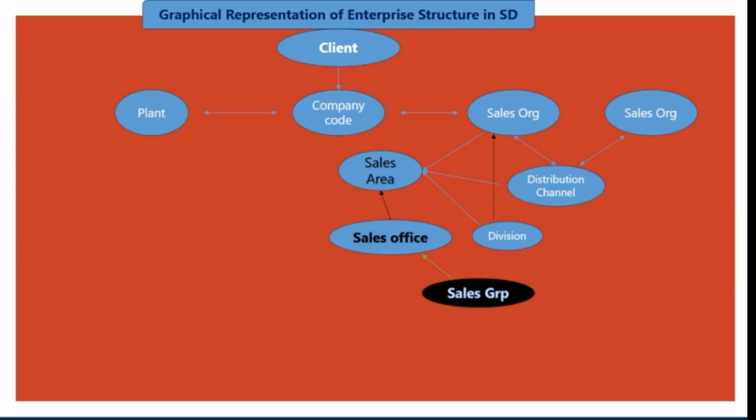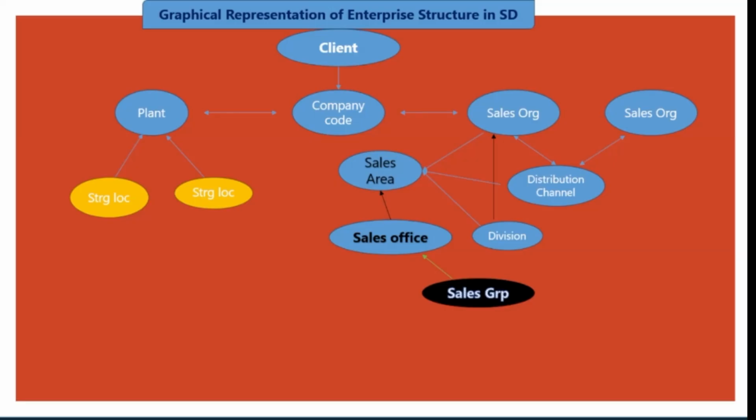A plant that is defined under the company code has many storage locations also. A storage location is nothing but a subdivision of a plant, and it's used for stock or inventory purposes. So a plant can have a number of storage locations under it. That means a storage location should be assigned to a plant.